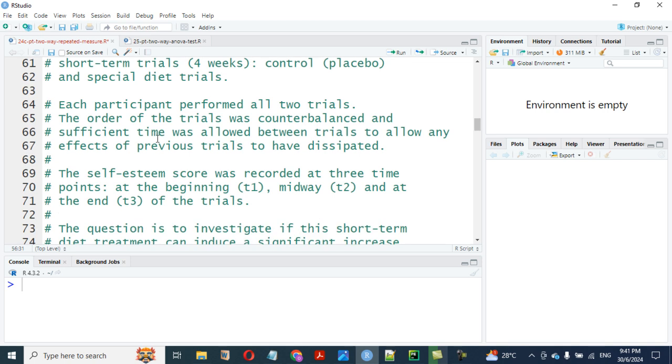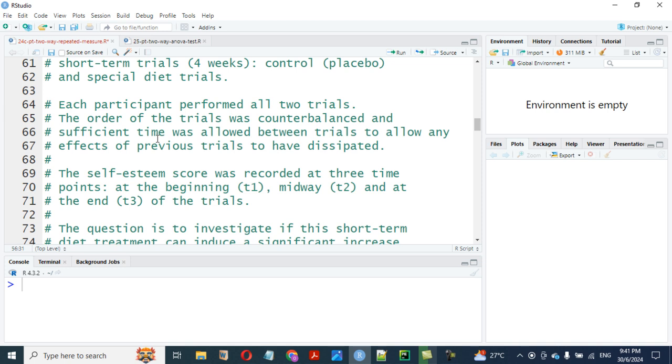Each participant performed all the 2 trials. The order of the trials was counterbalanced and sufficient time was allowed between trials to allow any effect of the previous trial to have dissipated. So now this is what I was trying to say the other time, that it's always time dependent. Don't forget that. So the self-esteem score was recorded at 3 time points.